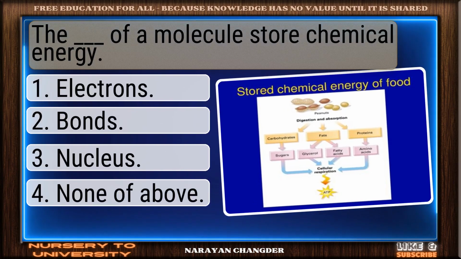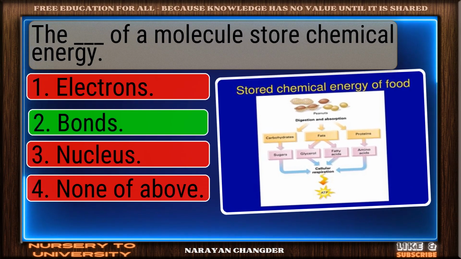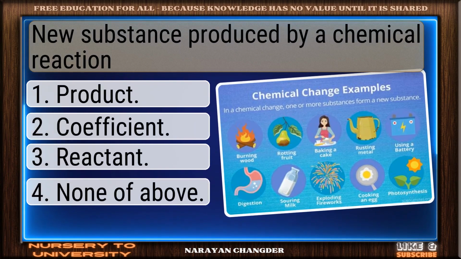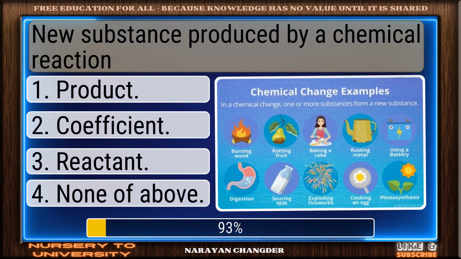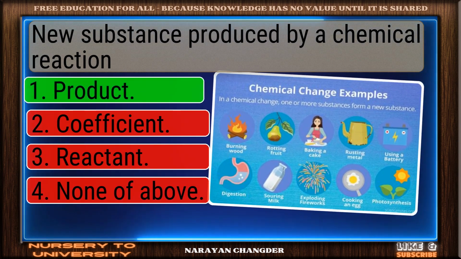The dash of a molecule store chemical energy. Nice work. You chose bonds and it is correct. New substance produced by a chemical reaction. Well picked. Product is the correct answer.